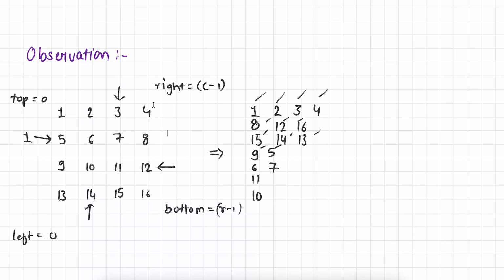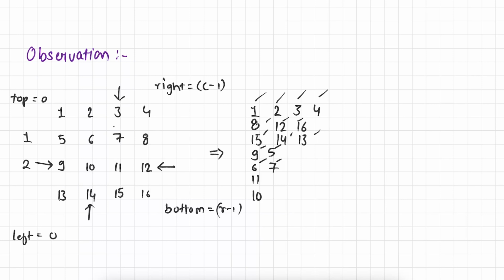So let's repeat the same process once again. Now let's consider the top row and print it from left to right. After printing the top row we get 6 and 7. And similarly, once the printing is done, we move the top pointer to the next row, and the value of the top pointer becomes 2. Now 6 and 7 got printed.